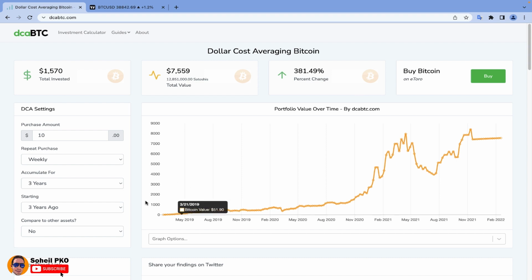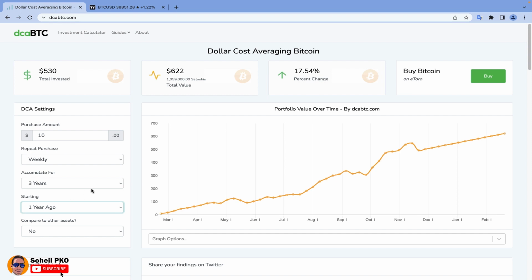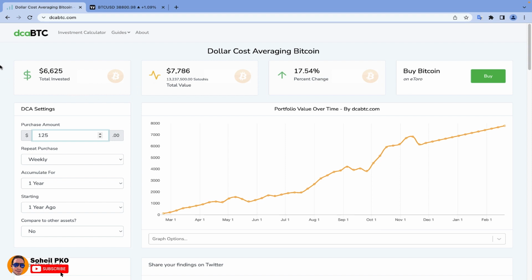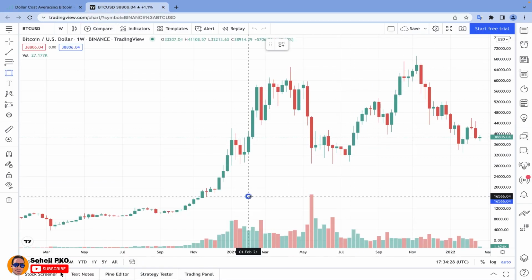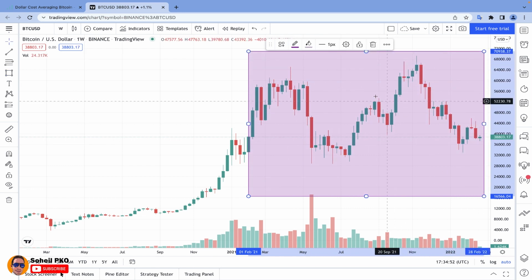So you started last year, 1 year ago. The accumulation period is also 1 year. You decided to buy regularly every week, so this is also set to weekly, and the purchasing amount every week is $125. So here we enter 125, and here we go. Here it shows the total invested amount, which is $6,625, and the total value for today would be $7,786, a 17.5% positive change, actually a 17.5% profit. It may seem a small amount for a crypto asset, but please pay attention that in this period, from February last year to today, the market was in a complete range, as you can see.